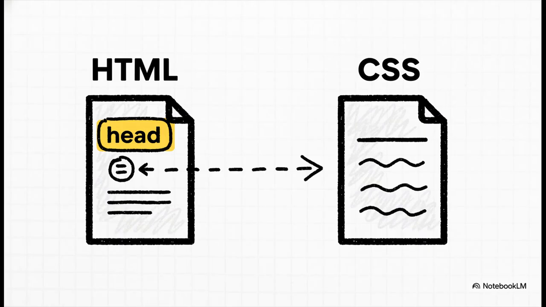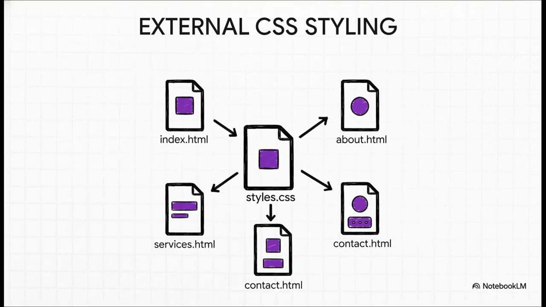And that brings us to the third method, which is the industry best practice, external CSS. Now, look what's happening here. We have two completely separate files. The HTML file, index.html, uses a simple link tag in its head to point to an external file called styles.css. And now, all of our style rules live together in that one separate file. And believe me, this is the professional standard for a reason.